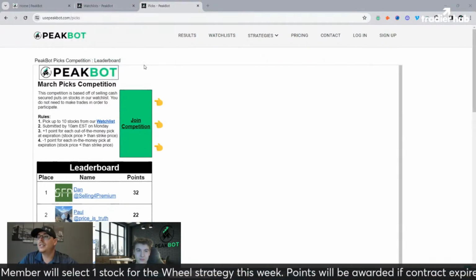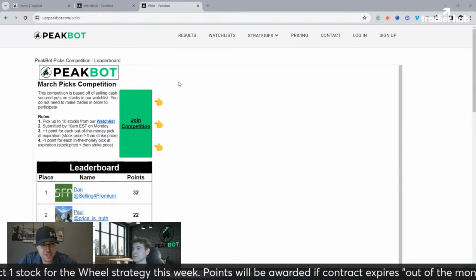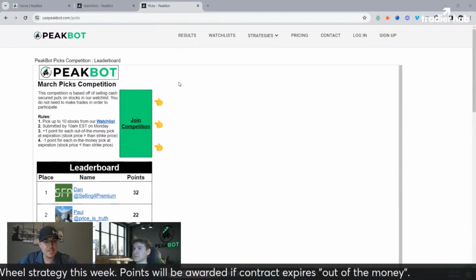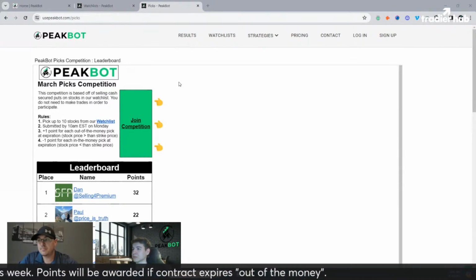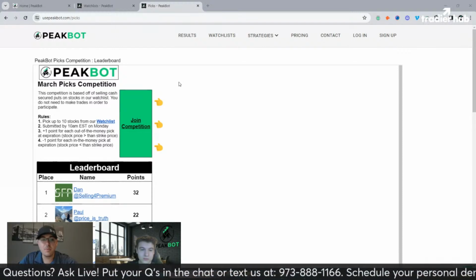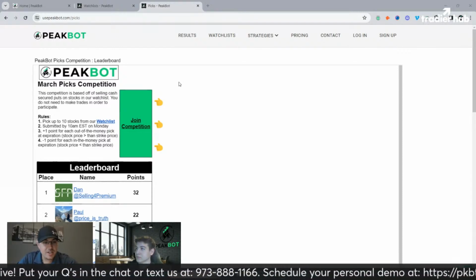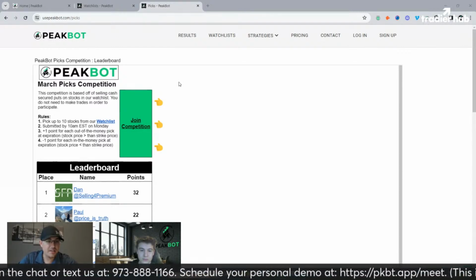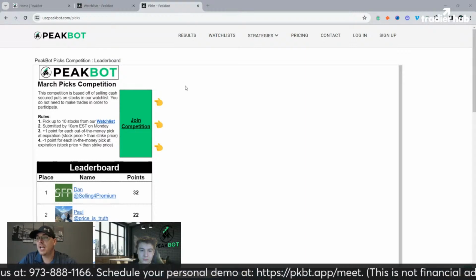So the whole idea is to pick smart and safe stock picks here. You don't want to pick the most volatile stock because you might end up under the strike price and losing a point. So keep that in mind.